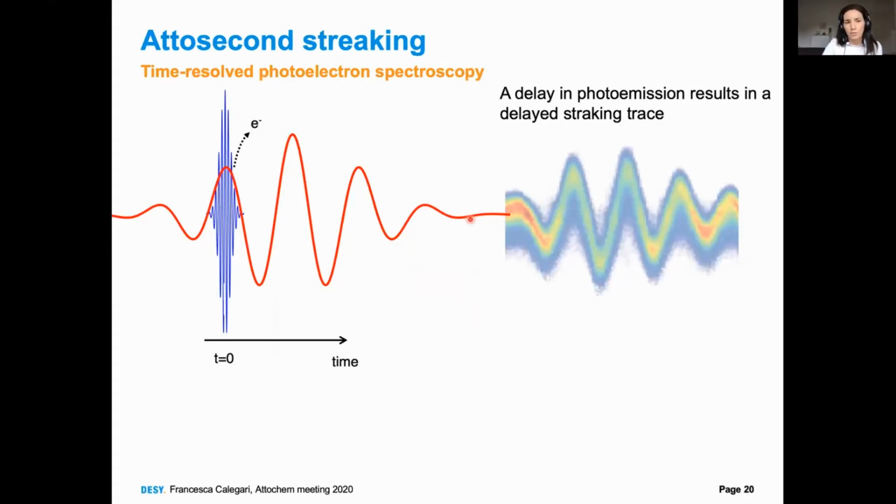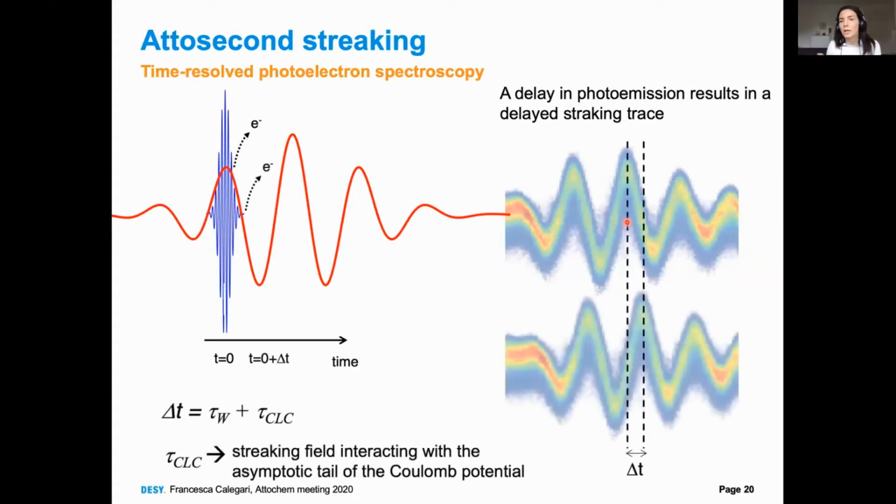The photoelectron energy emitted in time is following the shape of the vector potential of the IR streaking field. But if an electron is emitted with a certain delay, then the streaking trace will result with a certain delay, which is including both the contribution of this Wigner delay that I was describing, and also the laser-Coulomb coupling effect, which is basically the streaking field interacting with the asymptotic tail of the Coulombic potential.